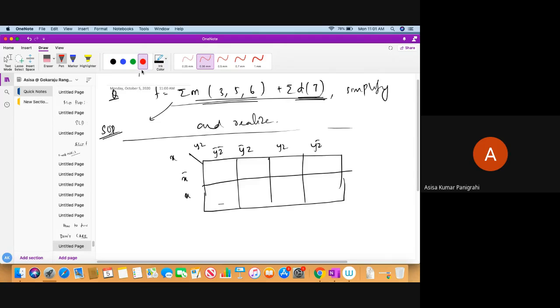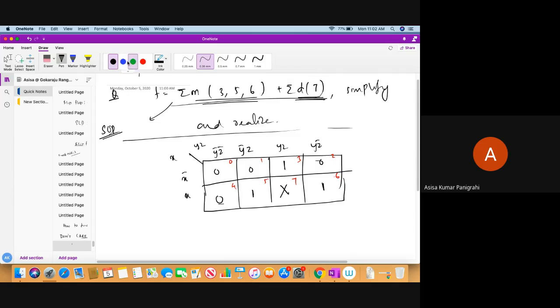And what are my positions of the min terms? 0, 1, 2, 3, 4, 5, 6, and 7. So now I can put those min terms here. So 3, 5, 6. Okay, and don't care is 7. So 7 is this one, don't care. Okay, so other places all are 0.